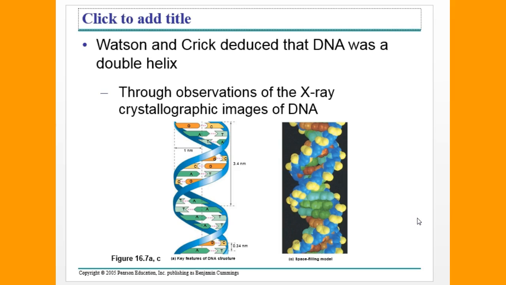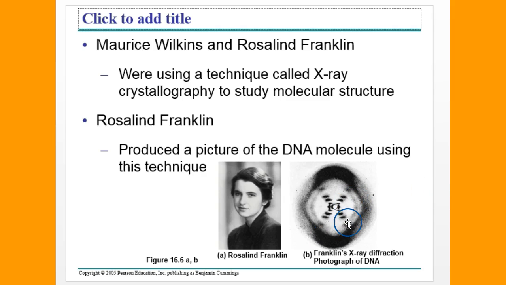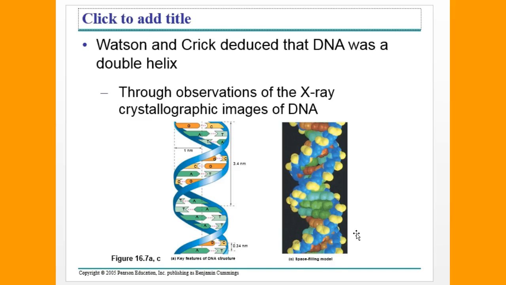Okay. Watson and Crick deduced that DNA was a double helix through their observations of the X-ray crystallographic images of the DNA. So through analyzing this photograph here and other similar photographs that they found from Franklin's studies, they were able to determine that the double helix is the shape of your DNA. Okay.